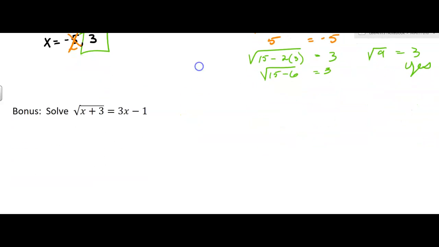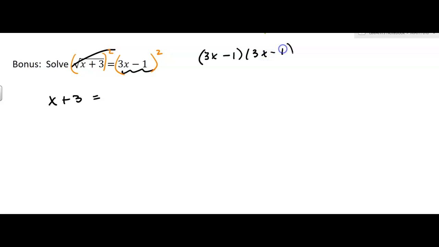Okay, so now let's try another example here. Again, this is a bonus one, but I thought it would be useful for you to see this one. So I see the radical. That means I want to square both sides. Okay, so on the left, I get x plus 3, because the square root and the square, they're undoing each other. But on the right, I have to multiply this out. So it's a binomial times a binomial. And when I do that, I'm going to get 9x squared minus 3x if you use FOIL, plus 1.